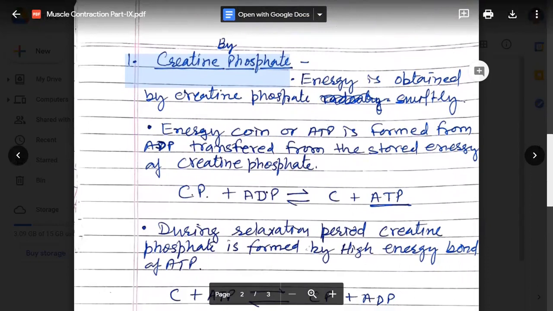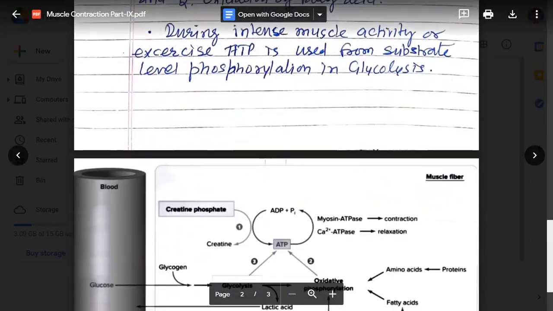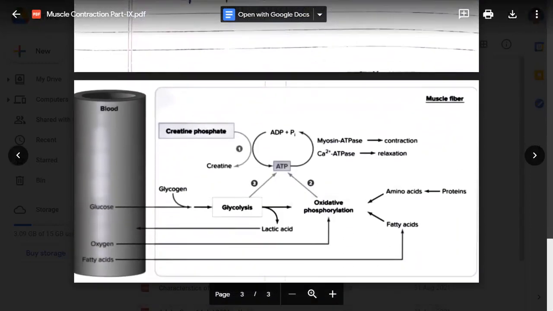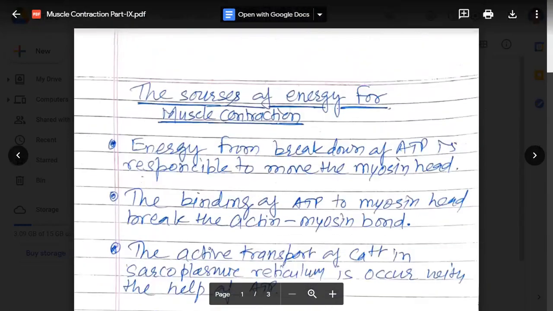So in the next lecture, we will discuss different properties of muscle and how a muscle contracts in different situations.